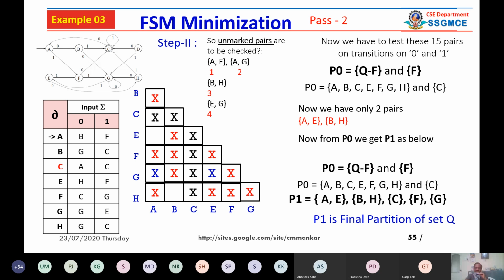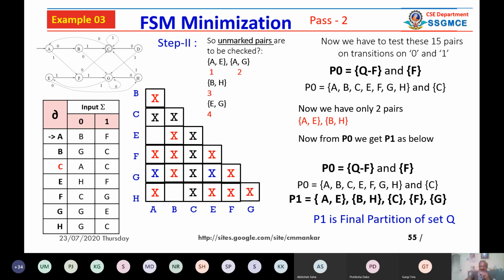तो इसमें क्या हो गया, AE नाम का एक पेयर आ गया, BH नाम का एक पेयर आ गया, C तो ये फाइनल स्टेट है ही, और F और G ये इंडिपेंडेंट सेट आ गए like this. So in this way we can assume that these are the final partition. So there might be some example where there might be P1, P2, P3, depends on number of states and number of inputs. So this is the final partition.